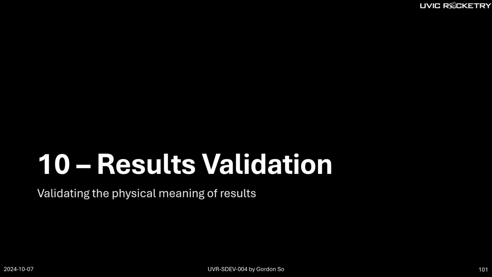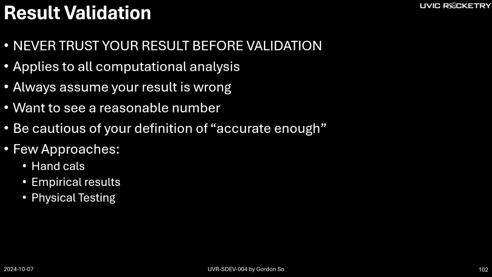So the next thing that we talk about is how to validate your result. Basically, you need to look at the physical meaning of the numbers. You can get a good number, you can get a good plot, but you never know if the number is correct. So never trust your result. This applies to all the analysis that you do, even FEA. Never trust your result before you do any validation. Always assume your result is wrong, because usually it's wrong on the first try. If you have coding experience, the first try would always be wrong, basically.